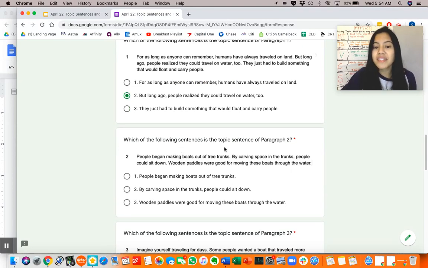Which of the following sentences is the topic sentence of paragraph 2? The first sentence. People began making boats out of tree trunks. Got it? Let's move on.